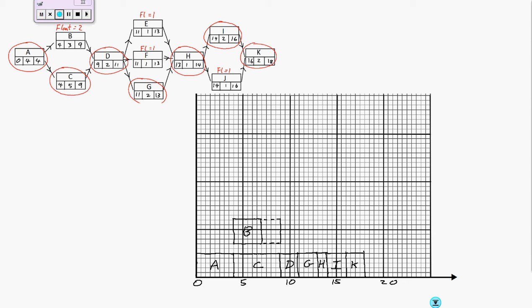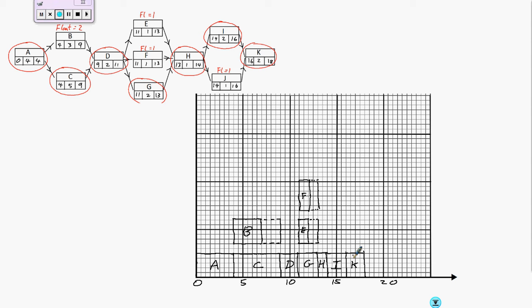Then both E and F can start at time 11. They take 1. So I draw a solid box up to 12. There's E. And it has a float of 1 as well. So we'll have a dotted line there. F I can't fit in here as well, so F will go on top. Again with a solid line there. And a dotted line showing the float.